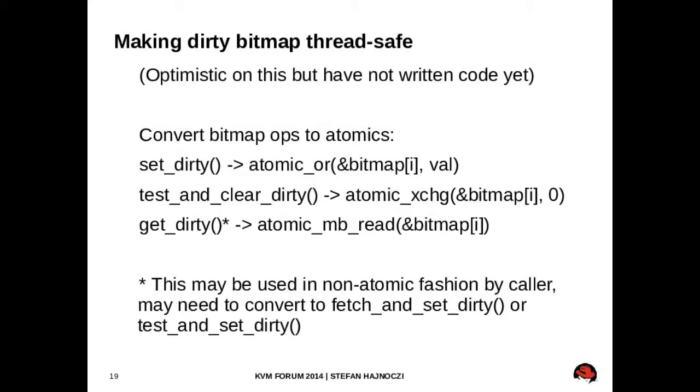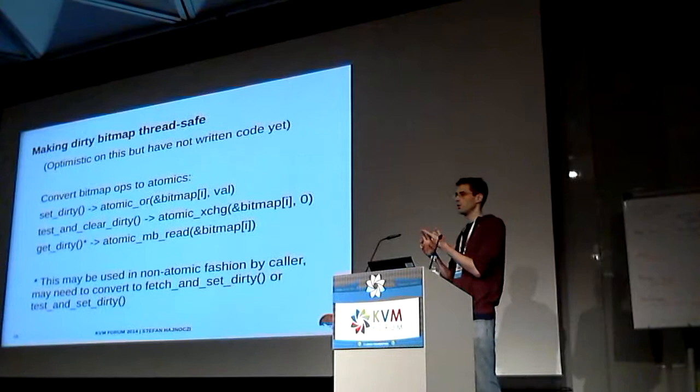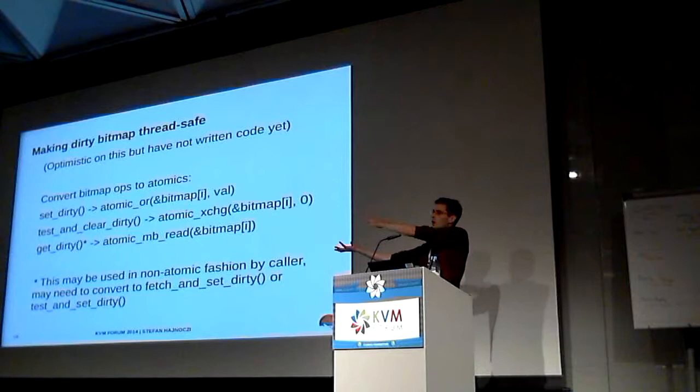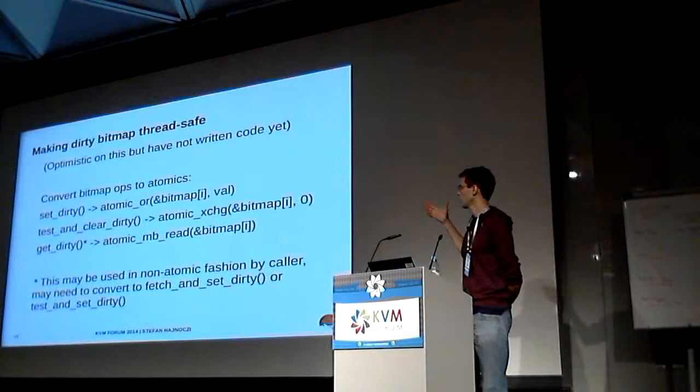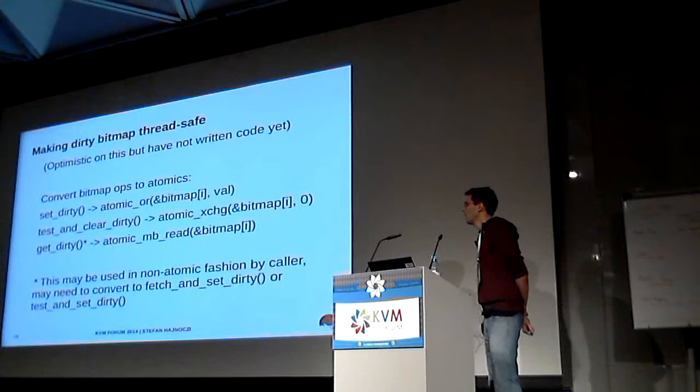So there are basically three operations. We need to set dirty bits in a thread-safe way. We need to be able to test and clear them. Test and clear is the atomic way of harvesting those bits out of the bitmap and clearing the bitmap. And then we also have a bunch of callers who are still just using the getDirty function. What that does is it just queries the bit, but it doesn't clean the bitmap. It doesn't clear it. And I'm a little suspicious of those.